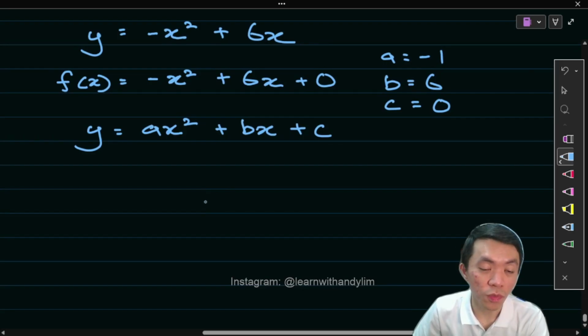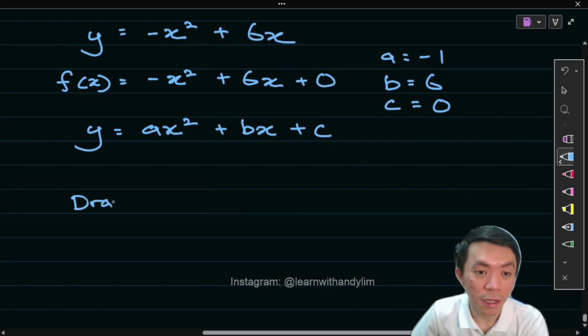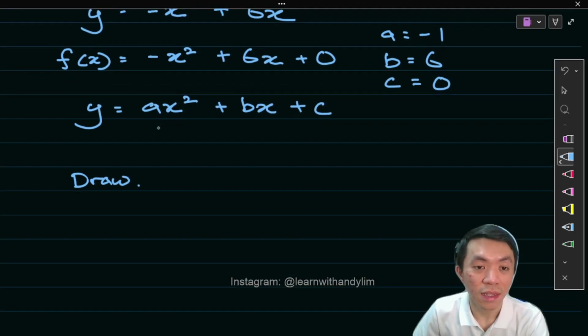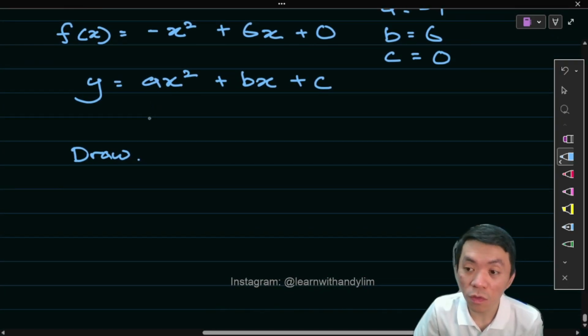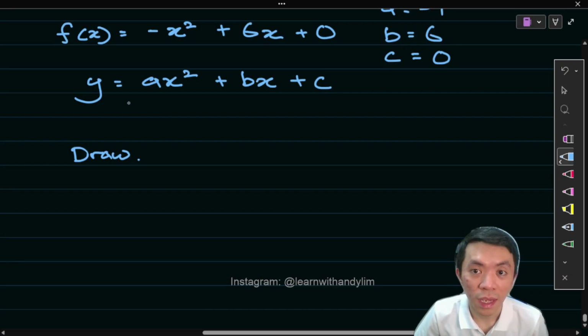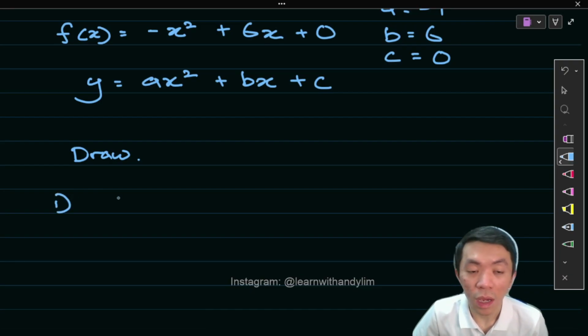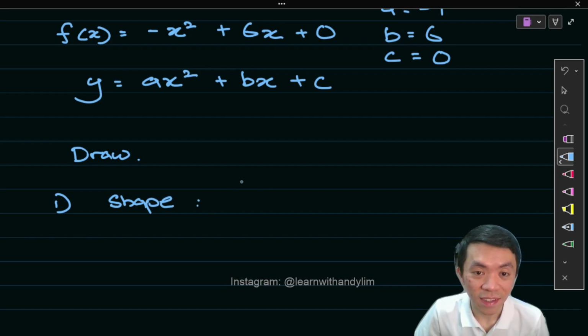In order for us to draw the graph of this function right here, there's a few steps that we need to do. The first step is we want to know the shape of my quadratic graph. What do I mean? We need to know whether it is a U shape or it is an N shape.